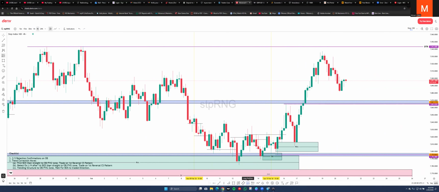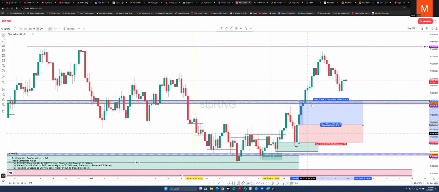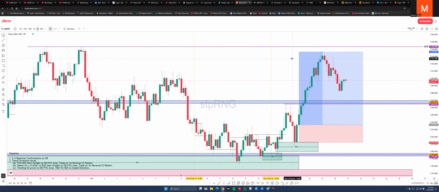Imagine taking this trade from here, putting your stop here. It would have been way lesser. See? It gave up to 1 is to 4 though, but your 1 is to 3 target has actually been met on 4 hours.